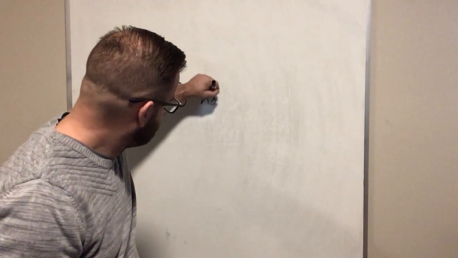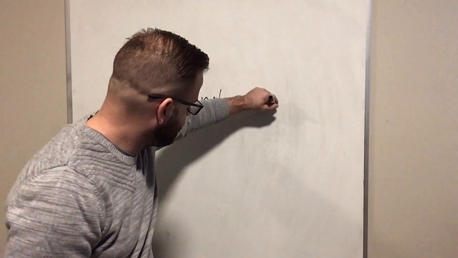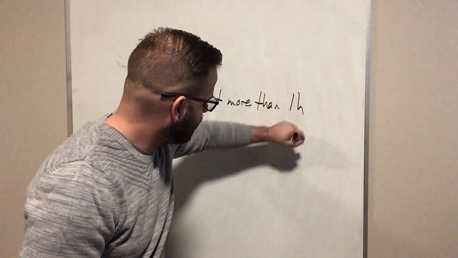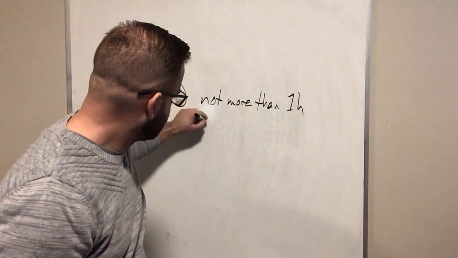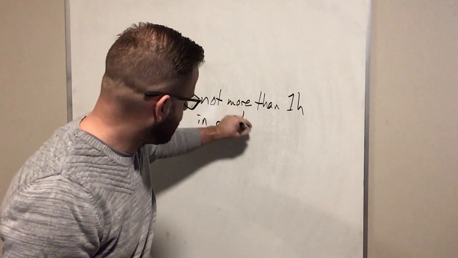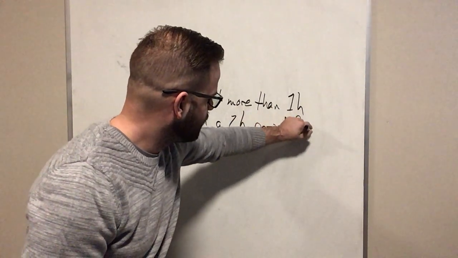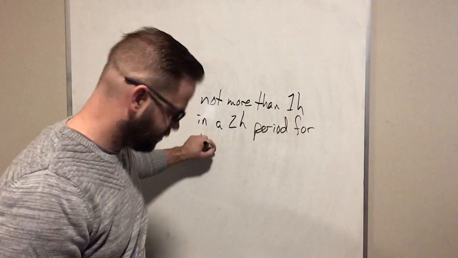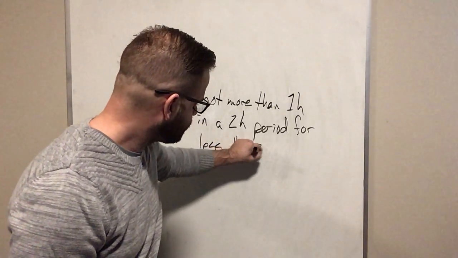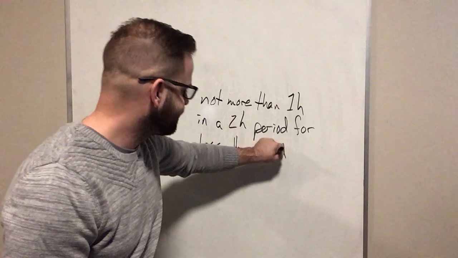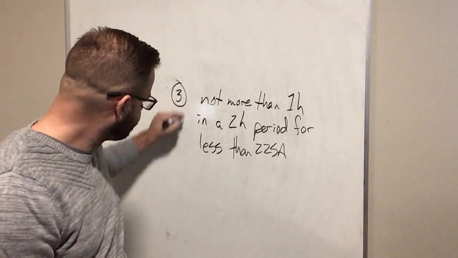So, part A: not more than 1 hour in a 2-hour period for less than 225 amps.